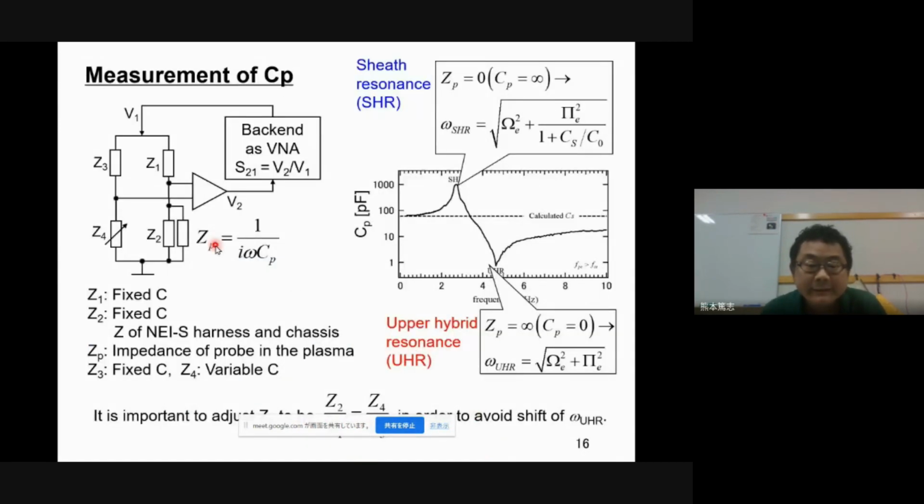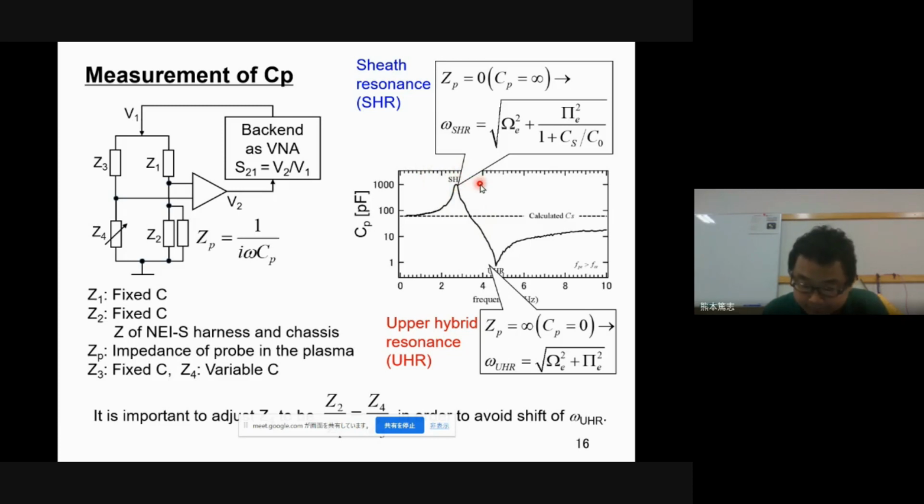And this plasma capacitance is measured by the capacitor bridge in the NEI. This is the probe capacitance as a function of frequency. The horizontal axis shows the frequency, and the vertical axis shows the capacitance of the probe extended in the plasma. We can see a maximum CP at this frequency.